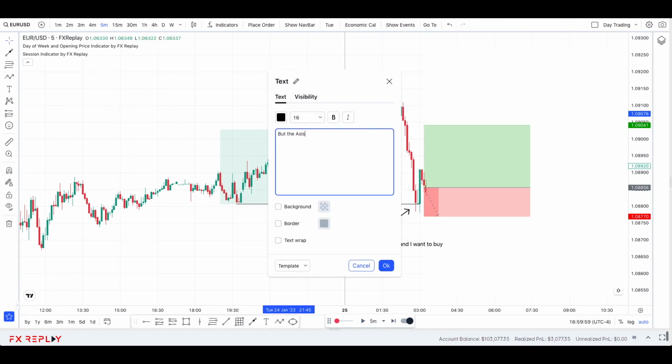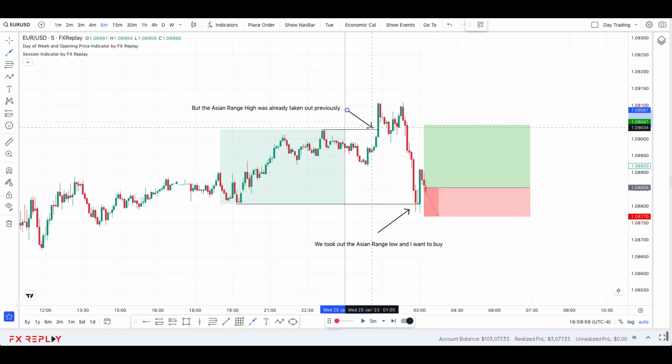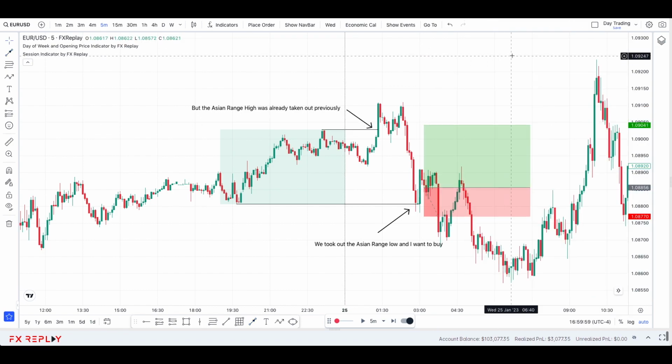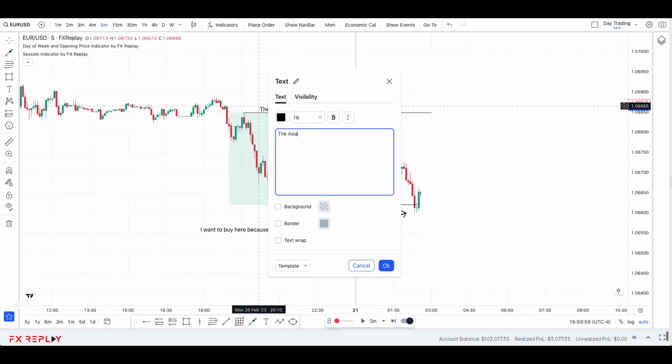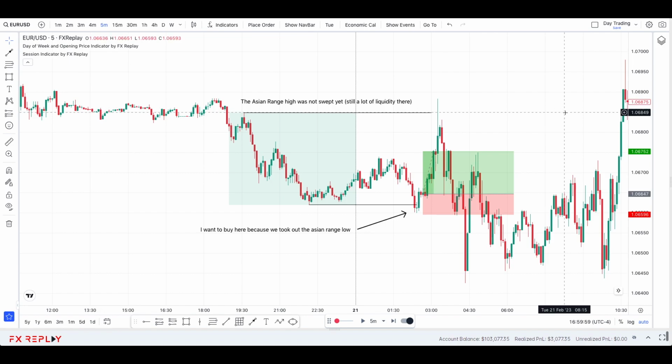As you know, everything is based on liquidity. So if you're taking a buy after the Asian range low was swept, hoping that we go and take out the high of the Asian range, but it was already swept previously during the day, don't you think there's less chance of it happening again? Instead, imagine the Asian range high was not taken out yet. Then there's a higher chance for your buy to go and reach the other side of it, since there's still a lot of liquidity there.